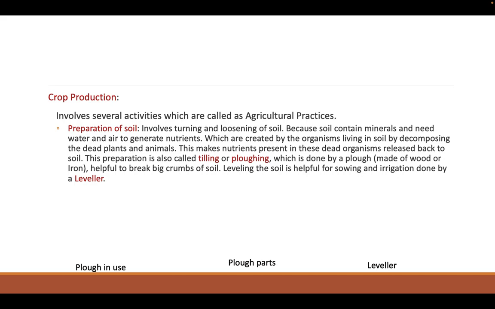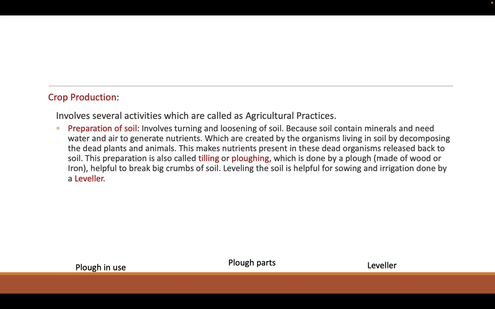Now, what is that preparation? It's nothing but turning and loosening of soil. Now, why is that needed? Because soil contains minerals, and also needs water and air to generate nutrients. Now you want to cultivate, so you need nutrients, right?